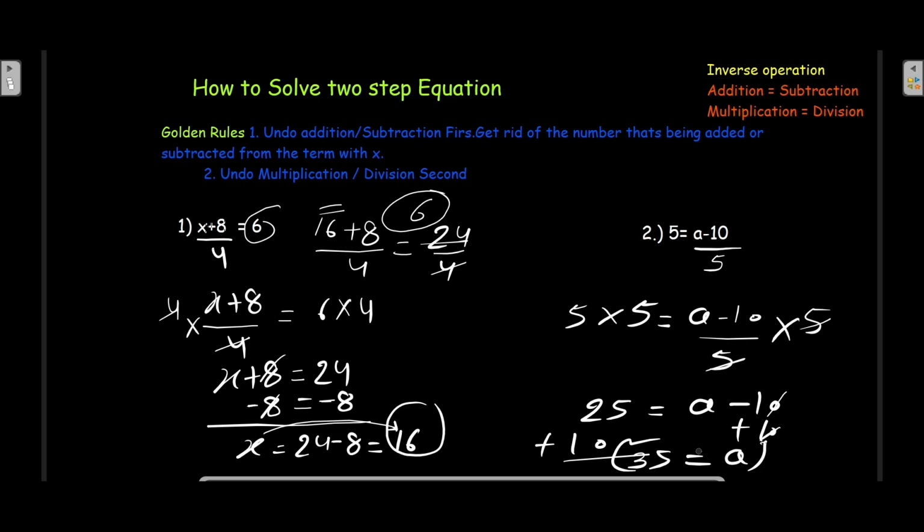If we want to verify that our answer is correct or not, we have to plug this value into the initial equation. So if we put the value of a, which is 35, a minus 10, 35 minus 10 divided by 5. If we subtract 10 from 35, it will give us 25 divided by 5. So 5 times 5 is 25. So 5 is equal to 5. So it shows that our answer is correct. It is verified.